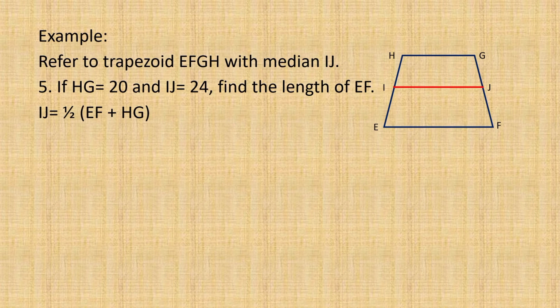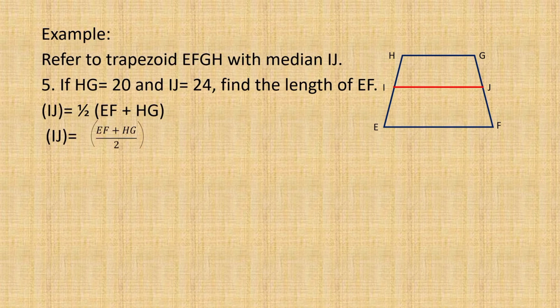Question number 5. If HG is equal to 20 and IJ is equal to 24, find the length of base EF. Now, we all know that IJ is the median and that is equal to 1/2 of the sum of the two bases. So, we have here our equation. IJ is equal to 1/2 times the quantity EF plus HG. Or we can write it this way. IJ is equal to the quantity EF plus HG all over 2.